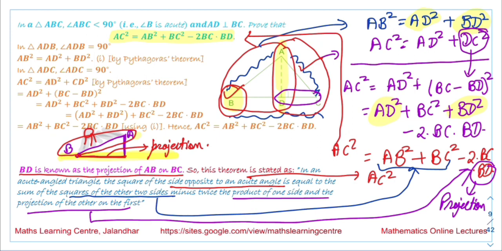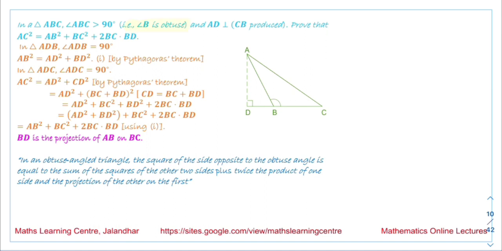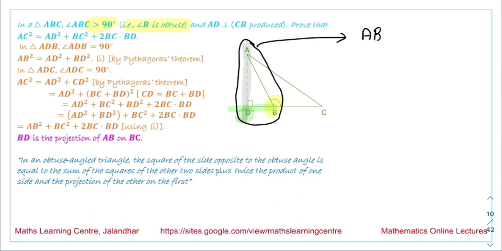Now in this next question, the difference between this question and the previous question is that over here the angle B is the obtuse angle. In the previous question, the angle B that was given to us was an acute angle, now it is the obtuse angle. And the perpendicular that we have drawn from A is intersecting this BC produced at this point D. So if we consider the triangle ADB, we have AB square is equal to AD square plus BD square.